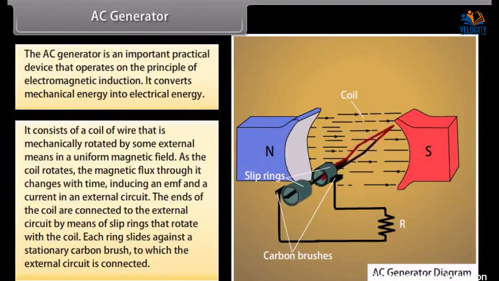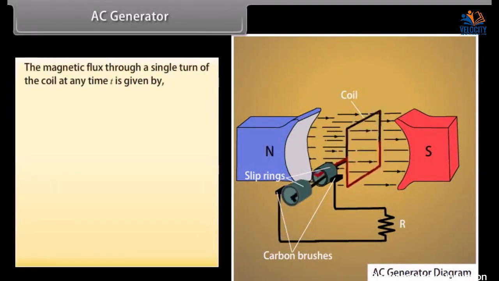As the coil rotates, the magnetic flux through it changes with time, inducing an EMF and a current in an external circuit. The ends of the coil are connected to the external circuit by means of slip rings that rotate with the coil. Each ring slides against a stationary carbon brush to which the external circuit is connected.